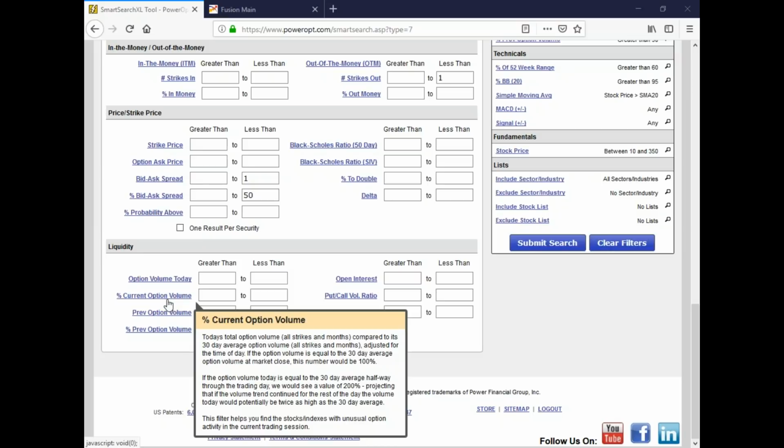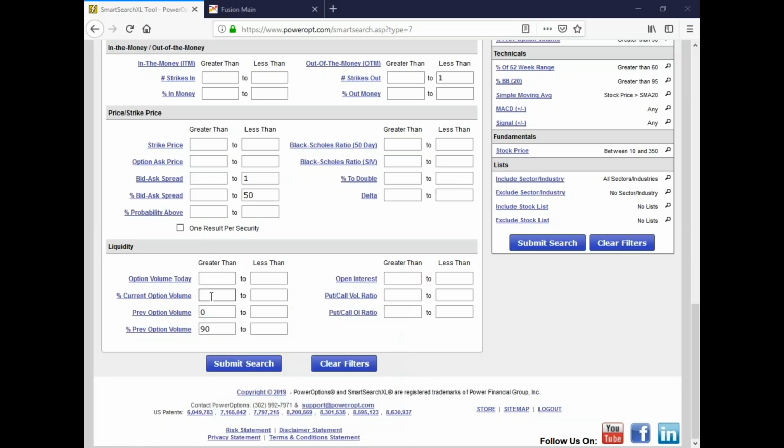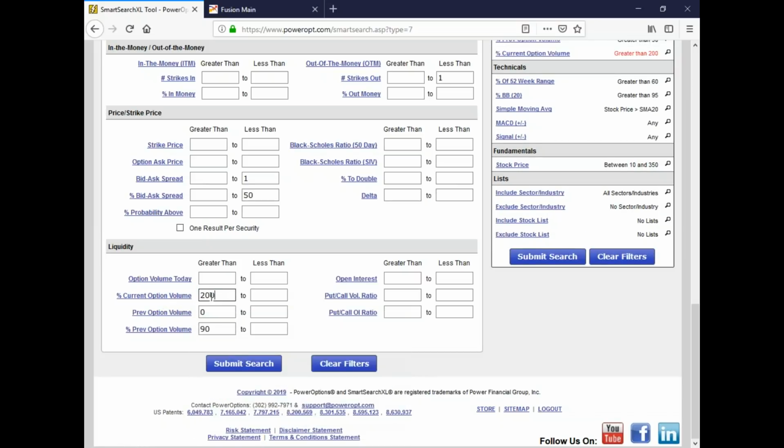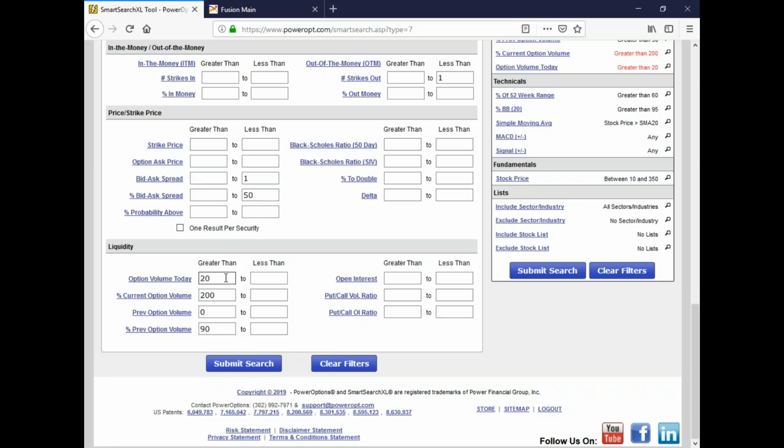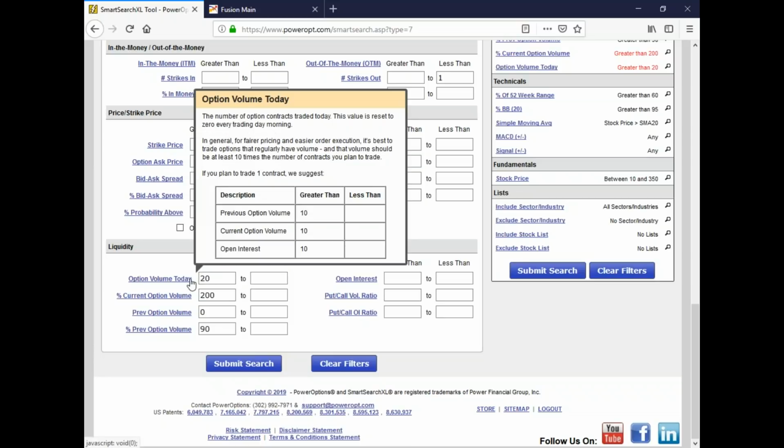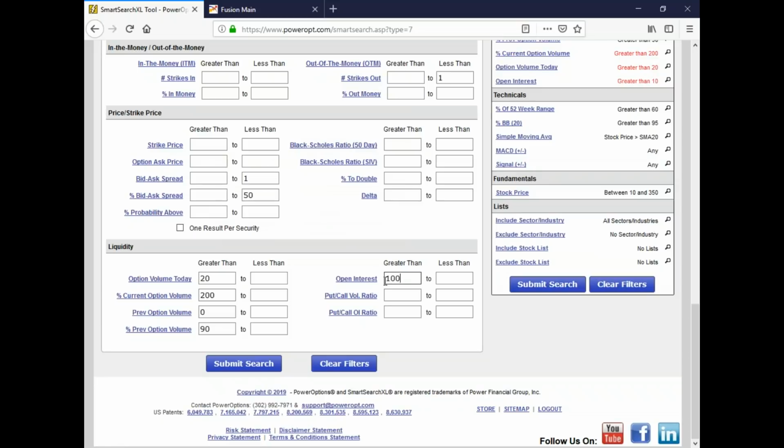So on this filter, 100% means the total option volume for the stock is equal to the average over the last 30 days. So if I wanted to see something that's really moving, I might want to look for a current option volume today of 200%. And of course, I might look for even a minimum of, let's say, 20, 50, or 100 contracts actual option volume today, maybe an open interest of 100. Higher volume, higher open interest, but in general, I want to see total current option volume as a percentage.